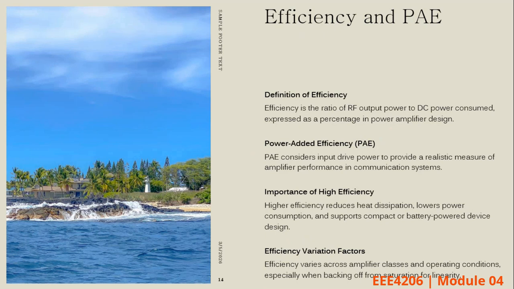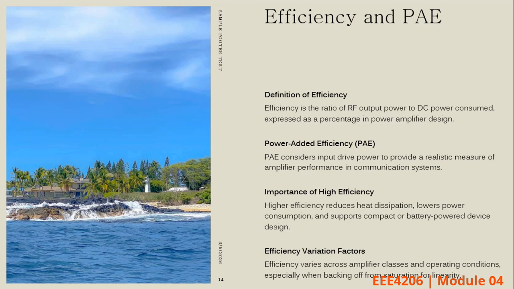So let's look at the efficiency. Efficiency, like I said, is the ratio of the RF output power to the DC power that is consumed. And this is expressed as a percentage in power amplifier design. So they will say this one is 80% efficient or 50% efficient. So the closer it is to 100, the better, because that means the output power is closer to the input power and the efficiency is good.